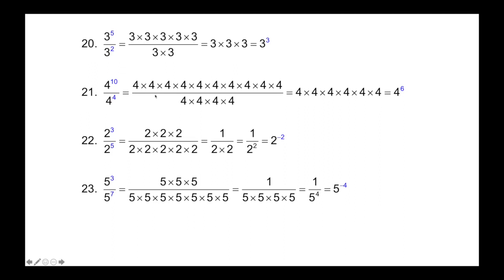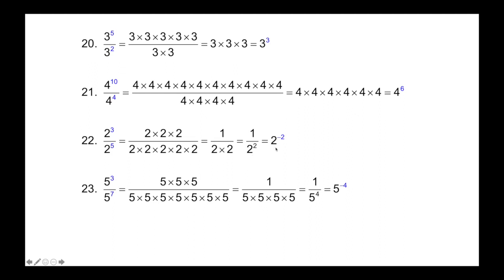So what we should be noticing happening here is that we're ending up subtracting. 10 minus 4 is going to give me 6. So for this one, when I expand this, I've got 2 times 2 times 2. 2 to the 5th gives me 5 2's in the bottom. Here I'd be able to cancel 3 sets, but I have 2 2's left in the bottom. So I'm going to get 1 over 2 squared, or 1/4.